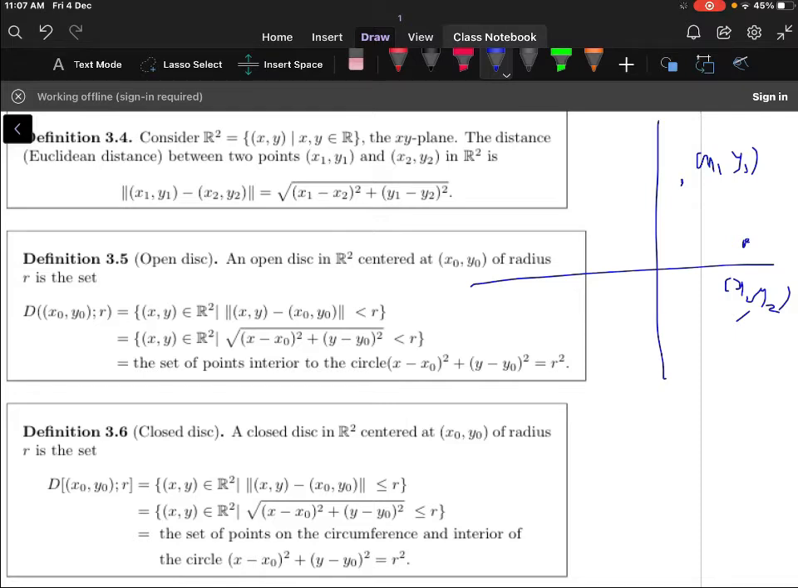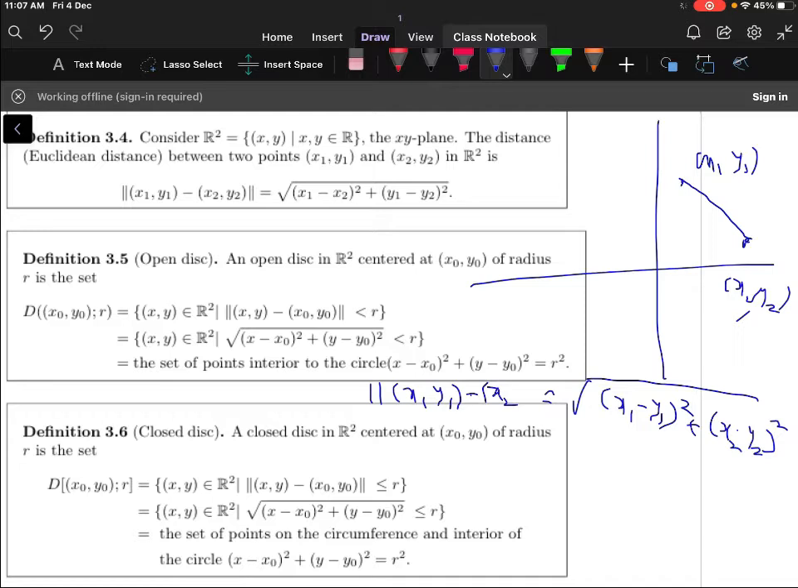The distance between 2 points in R2, that is the first point x1 comma y1 and the second point x2 comma y2, is defined by square root of x1 minus y1 whole square plus x2 minus y2 whole square. So that can be represented by norm of x1 comma y1 minus x2 comma y2. So that is the norm of the 2 points in R2.